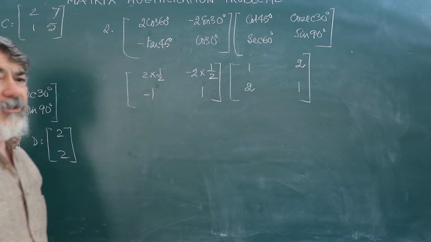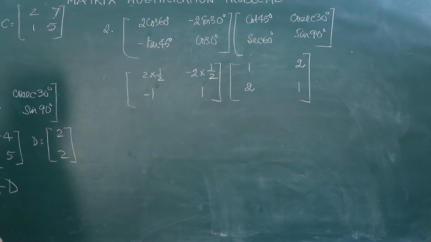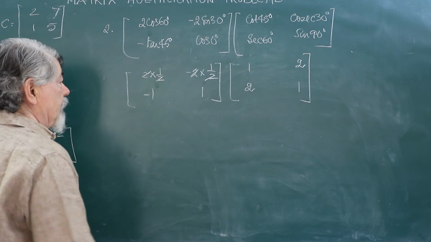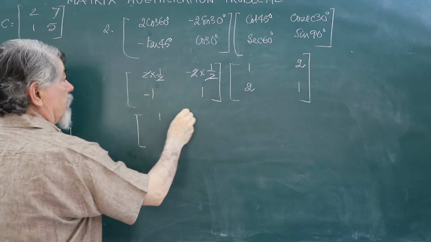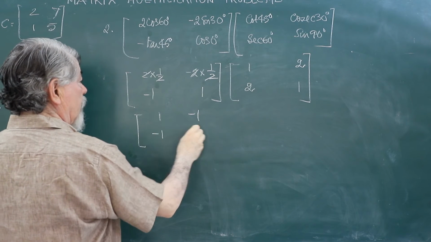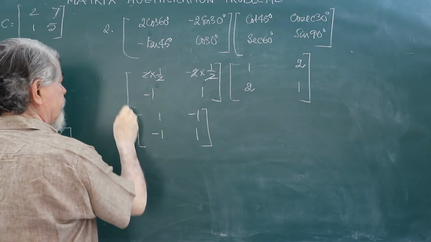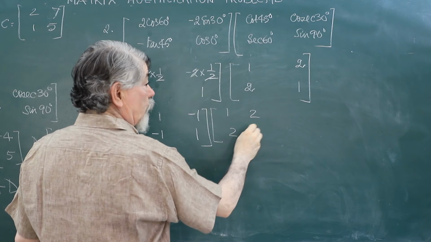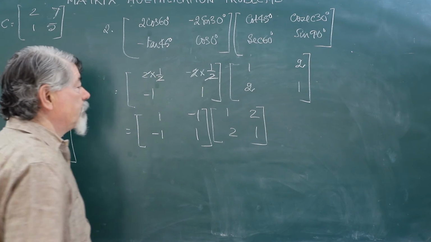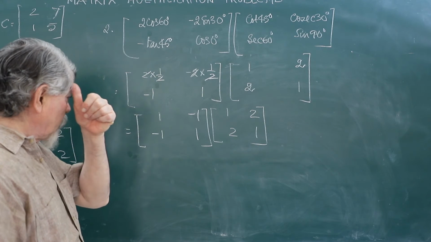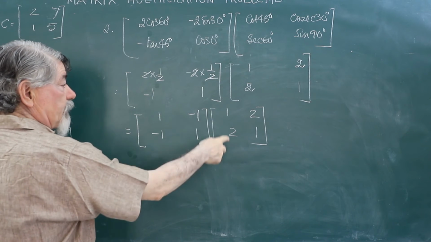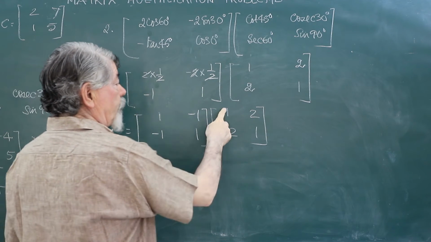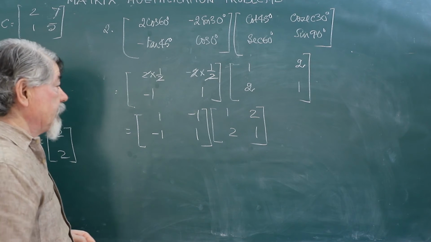So first of all, we substituted all the values of the trigonometric ratios. 2 will cancel with 2, 2 will cancel with 2. So it will become 1, minus 1, minus 1, 1. This is the first matrix. And the second one is 1, 2, 2, 1. Let us multiply. First row into first column, first row into second column, second row into first column, second row into second column.